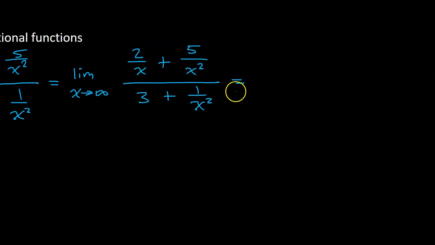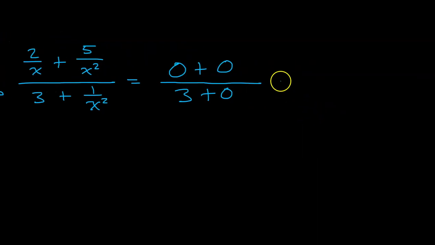So we'll take the limit of each term separately, and each of these terms that has x in the denominator is going to approach 0 as x gets larger and larger. So we will have 0 plus 0 over 3 plus 0. So that's going to equal 0 over 3, which is simply 0. So that's the limit of the first function.